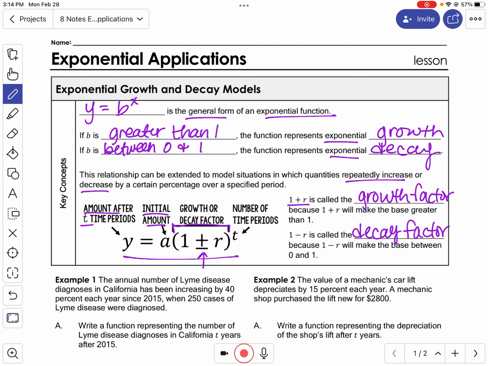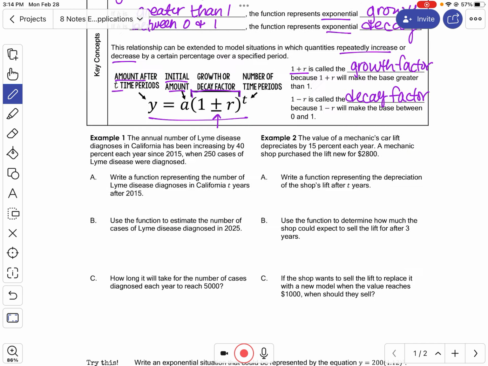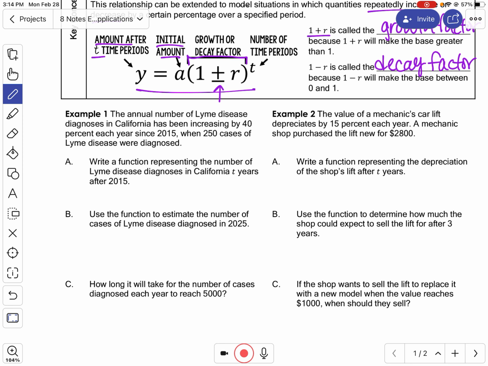because it's getting smaller. Okay, so first example: the annual number of Lyme disease diagnoses in California has been increasing, keyword, by 40% each year since 2015, when 250 cases of Lyme disease were diagnosed. Okay, so we're going to write a function representing the number of Lyme disease diagnoses in California t years after 2015. So I'm going to start with y equals, because we have an equation or a function.